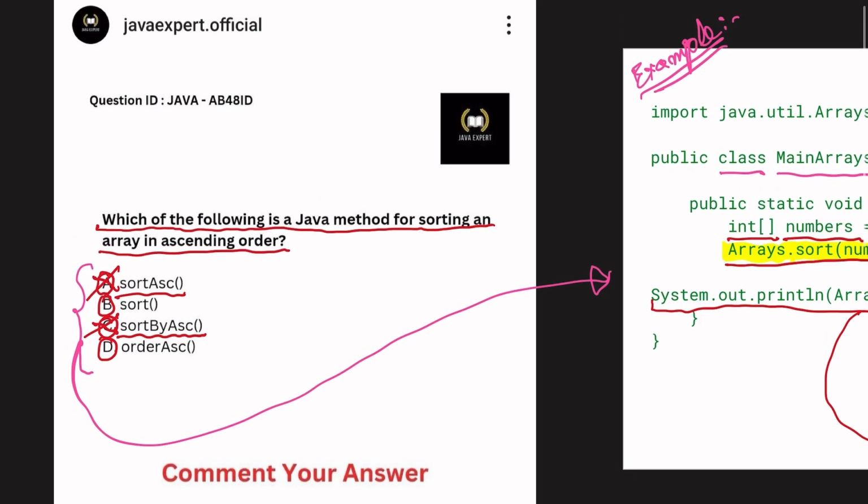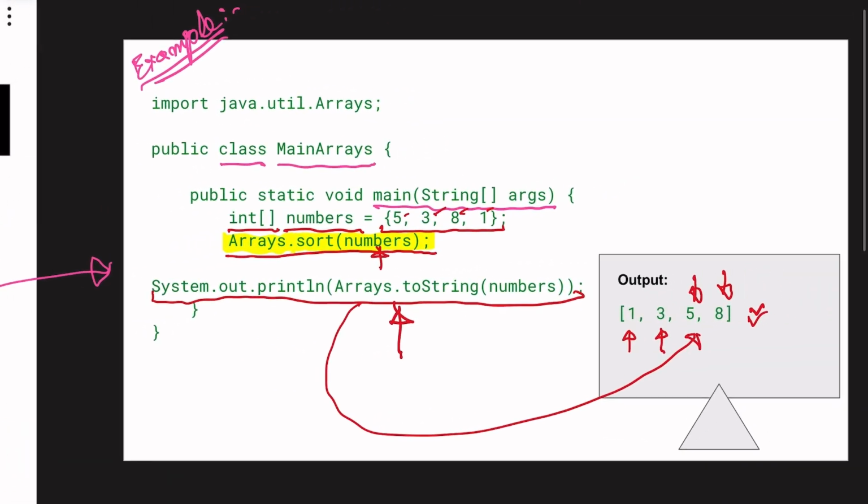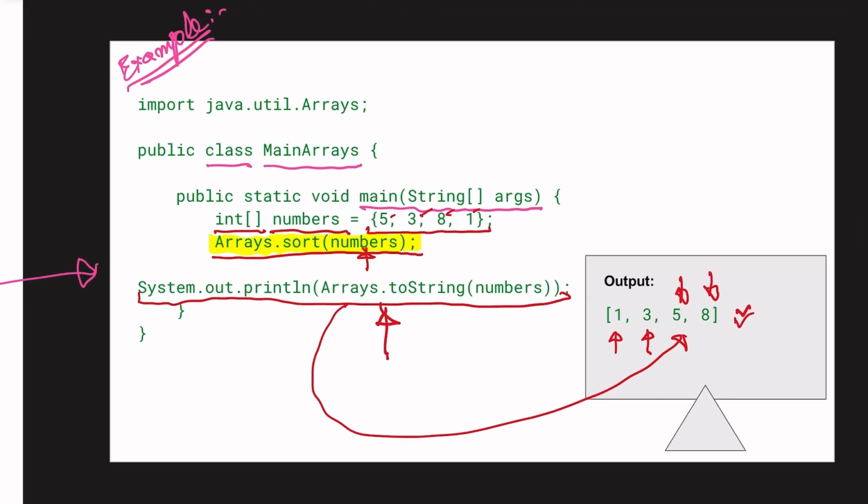And one more thing, let me explain. You can see clearly here we are using the toString method. Why are we using it here? Why can't we write the numbers directly to print the output? Let me explain. In Java, Arrays is a class from the java.util package, and toString is a static method of that class specifically designed to return a readable string representation of an array.